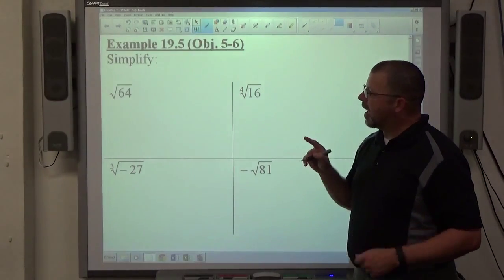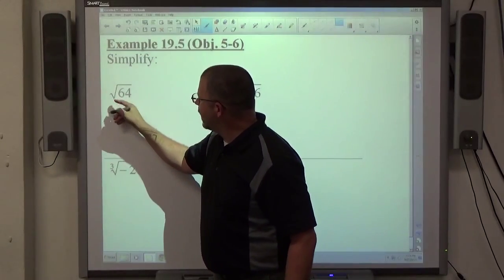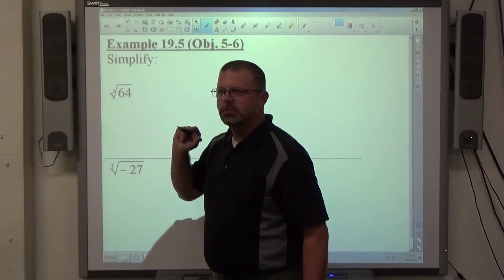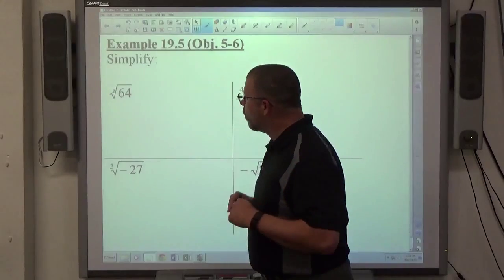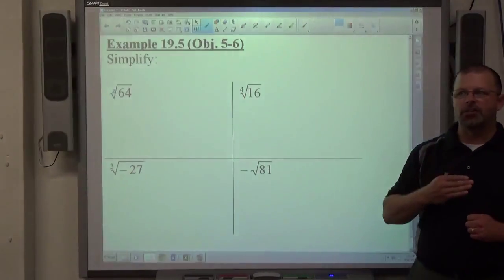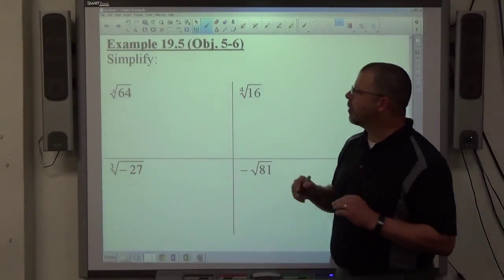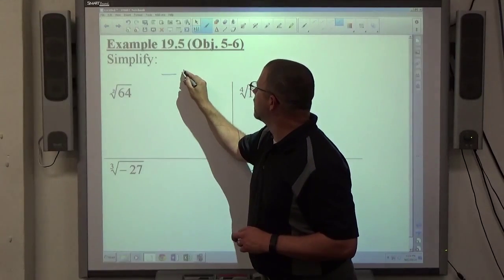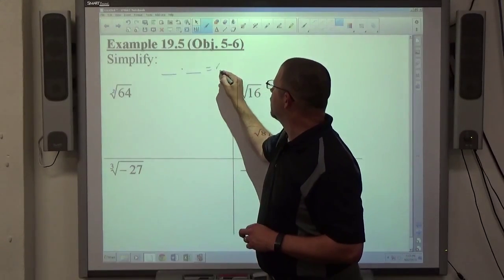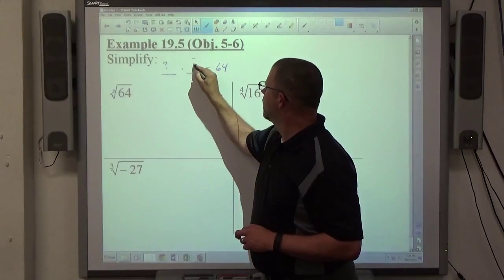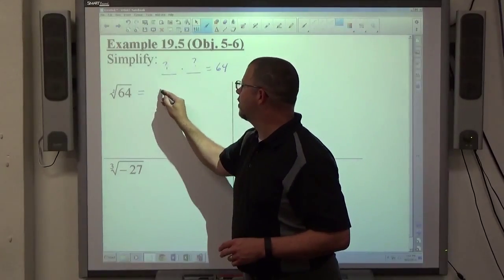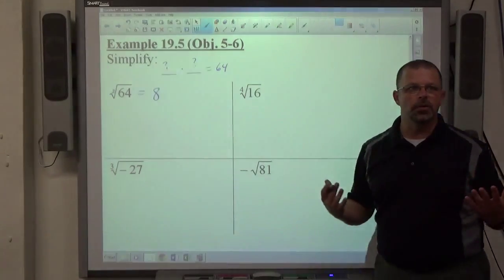And when you see a radical with no number in here, it's understood to be a square root. It's understood to be a 2 there. What that number represents is how many factors you need to make the number that's in there. So what you're being asked is, what number times itself is equal to 64? 8. And that would be 8, right? So the square root of 64 is 8. That's how you do a square root.